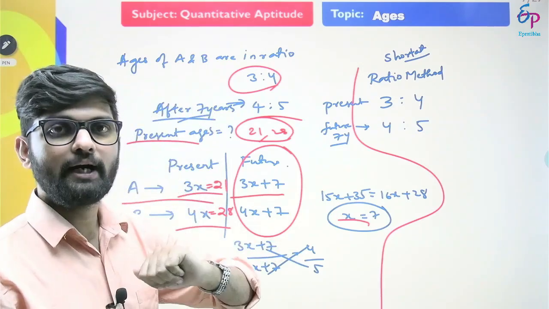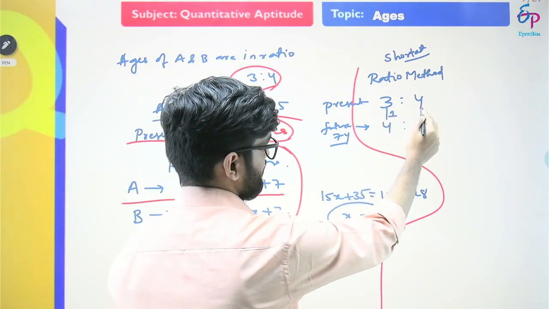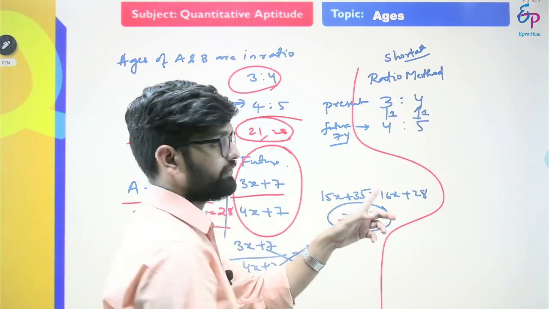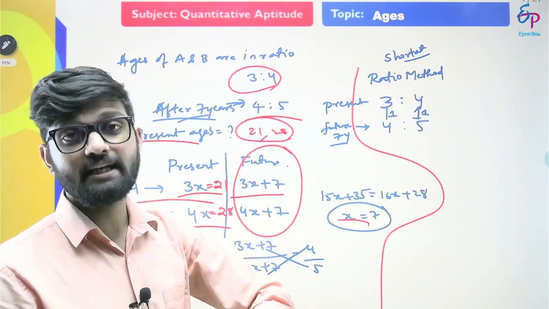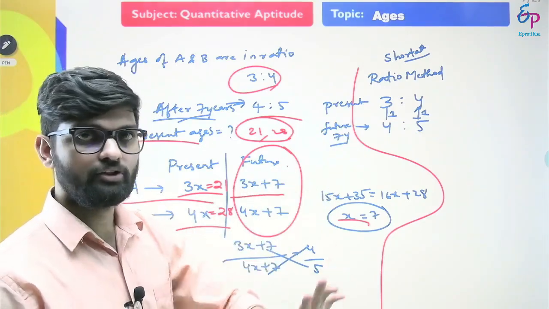Now see the part difference. What is the part difference here? 1. This is also 1. Part difference is 1, part difference is 1. If part difference is the same, only then the shortcut will work. So 1 and 1 is there, then the shortcut will work.